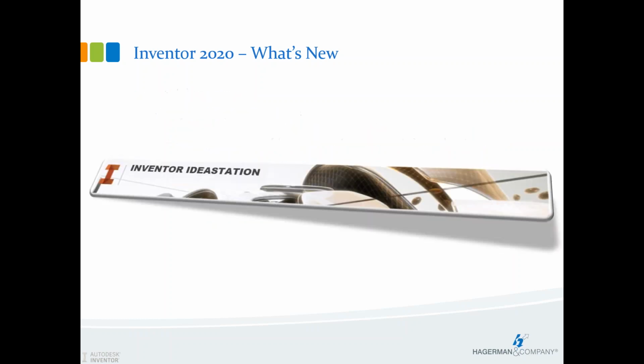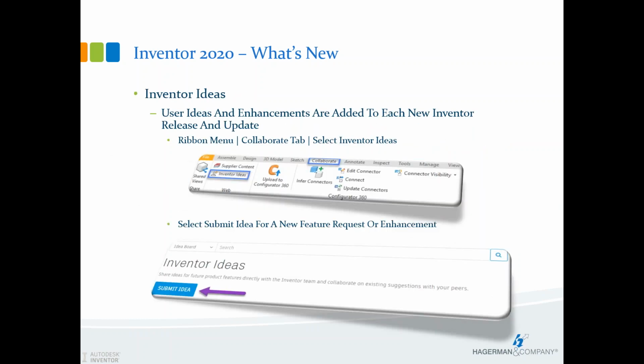So, some Inventor Ideas Station updates, if you want to be involved in that. On the Collaborate tab, there's a web panel and an Inventor Ideas option. Click on that button, and it takes you out to the Inventor Ideas site. You can submit your own ideas.